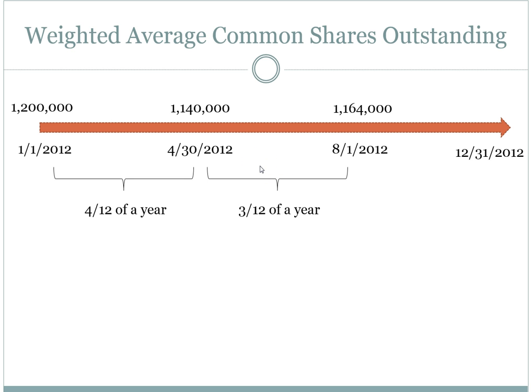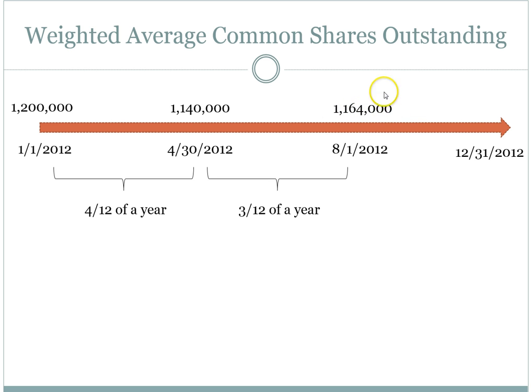This is kind of similar to one of the things that we had to pay attention to when we were computing accrued interest on notes payable. You have to pay attention to how long, or what portion of a year, something is outstanding. In this case, we're looking at the number of shares outstanding as 1.14 million for 3/12 of a year. Then we went back and reissued some of those treasury shares, specifically 24,000.